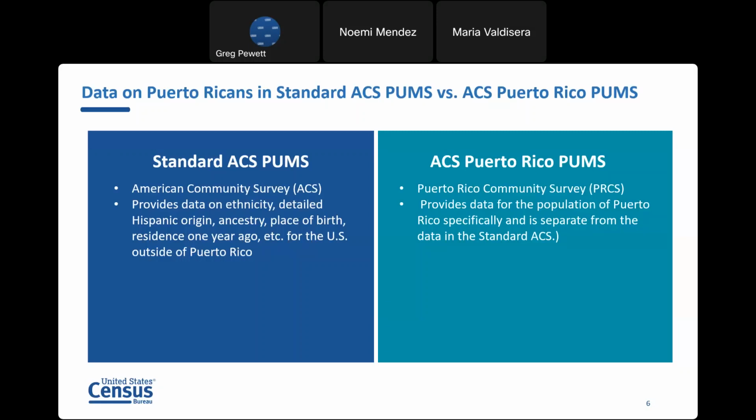So you can get related variables for the Puerto Rican community or population inside the US when it comes to the Standard American Community Survey, whereas the Puerto Rico Community Survey provides data for the population of Puerto Rico specifically and is separate from the data in the Standard American Community Survey. So that's just a little bit of background. I'll be showing examples from both the Standard ACS and the Puerto Rico Community Survey in this webinar.